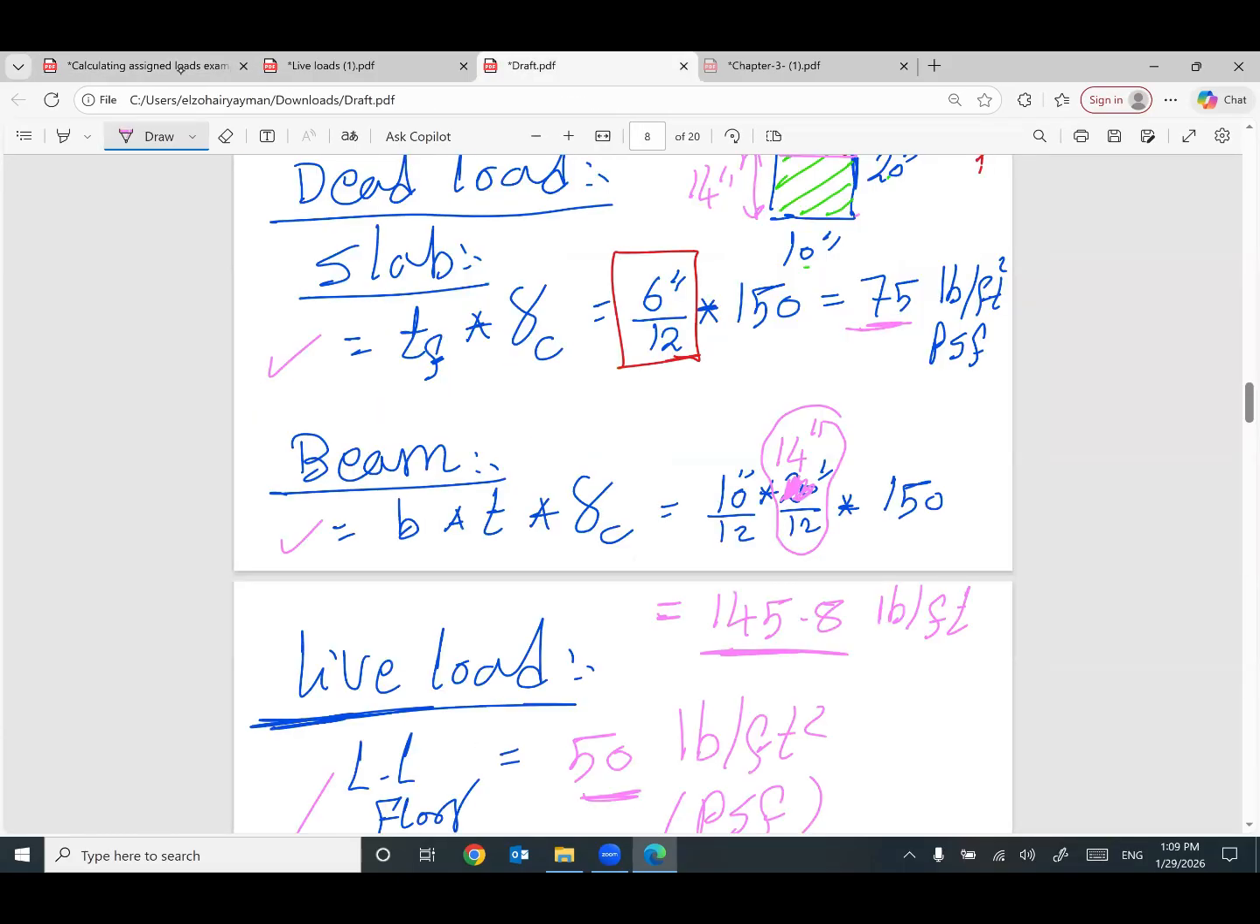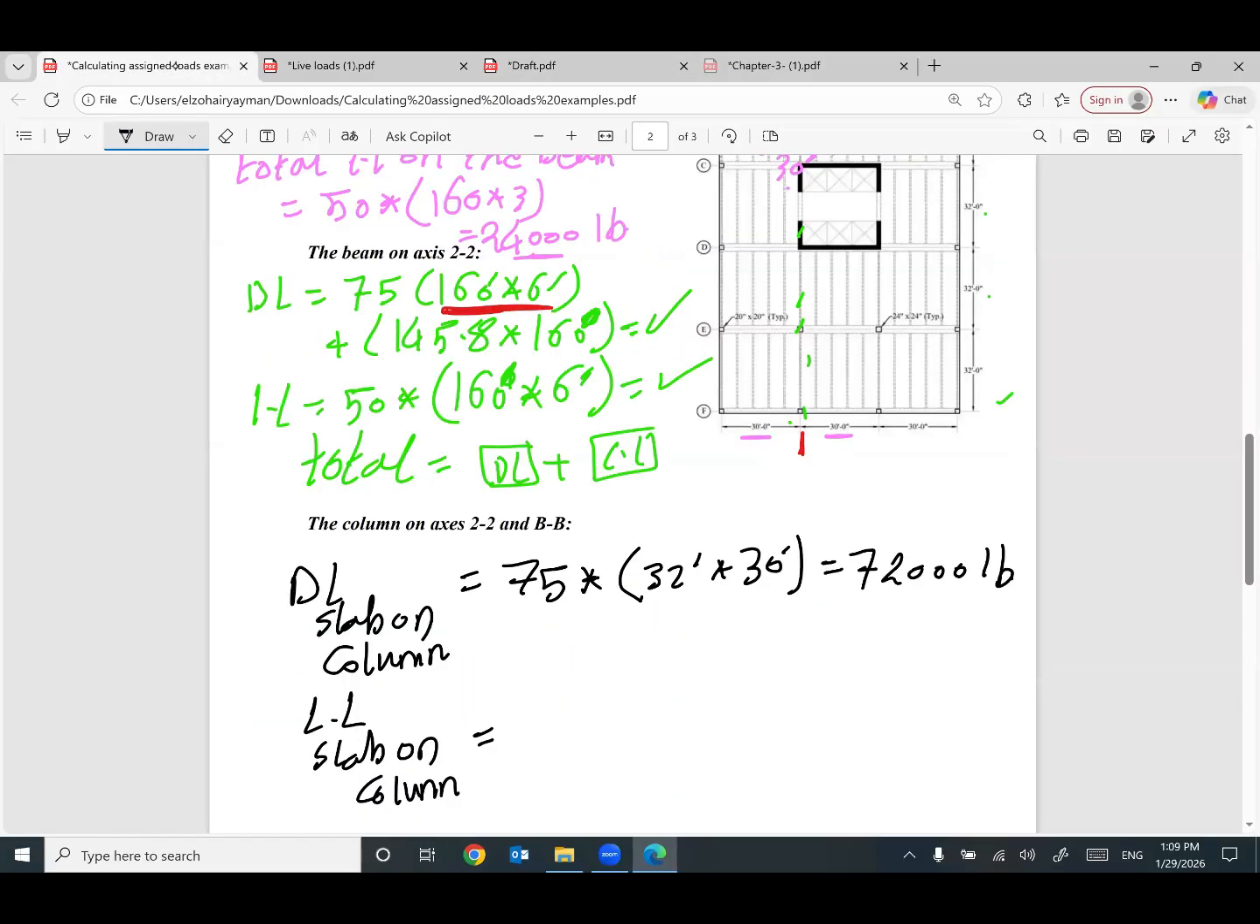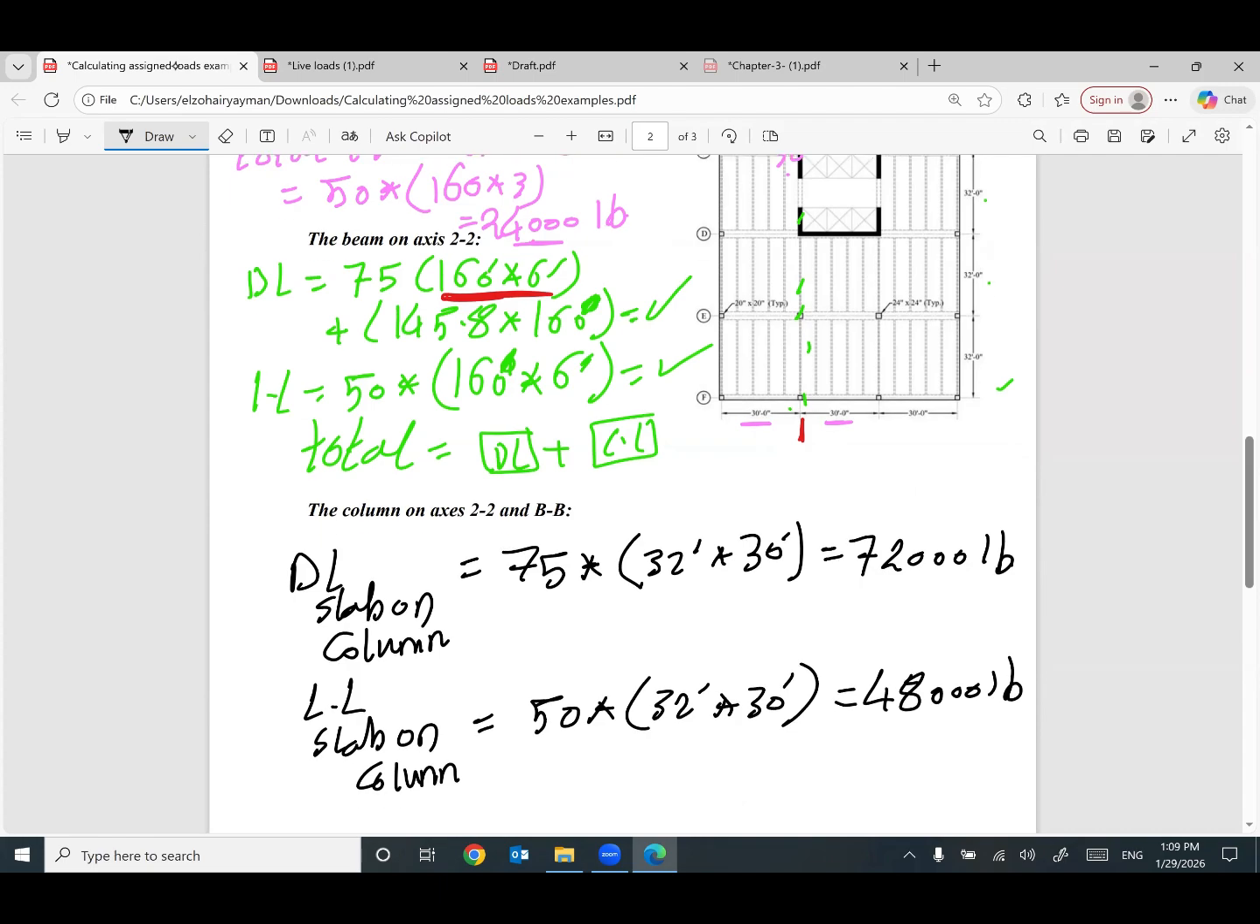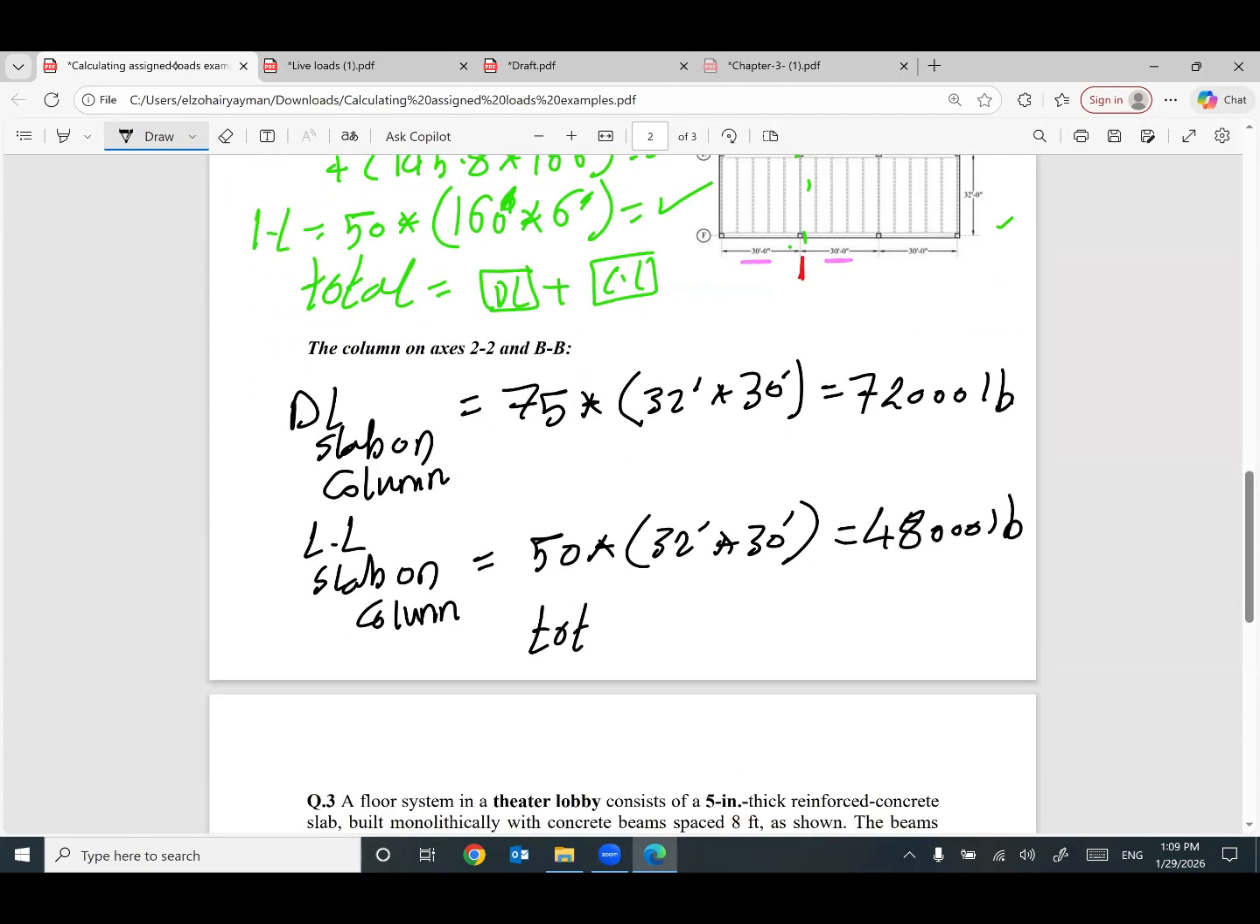equal the value of live load, which is 50, times the area assigned to this column, 32 by 30, will equal 48,000 pounds. So the total, you can add 72,000 plus 48,000, it will be 120,000 pounds.